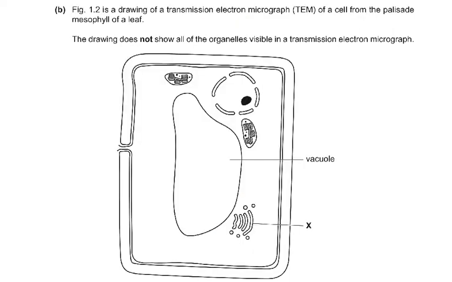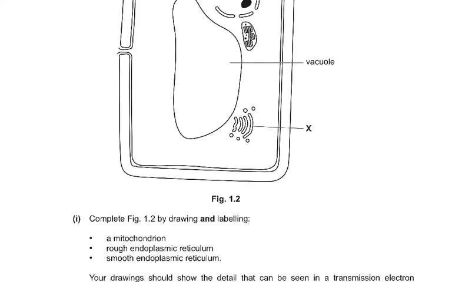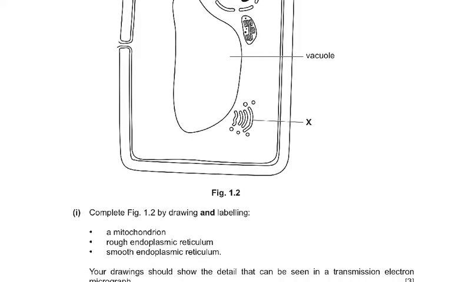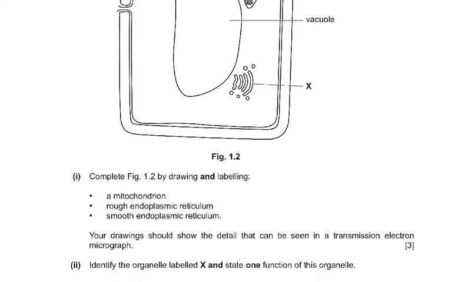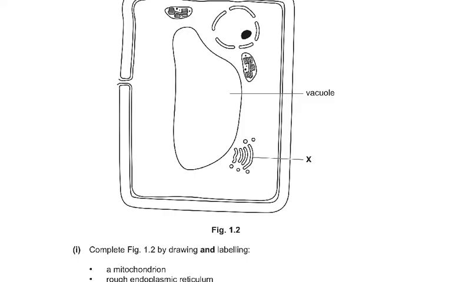Now, coming to part B, figure 1.2 is a drawing of a transmission electron micrograph, TEM, of a cell from the palisade mesophyll of a leaf. The drawing does not show all of the organelles visible in a transmission electron micrograph. Complete figure 1.2 by drawing and labeling a mitochondrion, rough endoplasmic reticulum, smooth endoplasmic reticulum. Your drawing should show the detail that can be seen in a transmission electron micrograph. Now we need to do the drawing. This is for 3 marks: a mitochondrion, rough endoplasmic reticulum, and smooth endoplasmic reticulum.